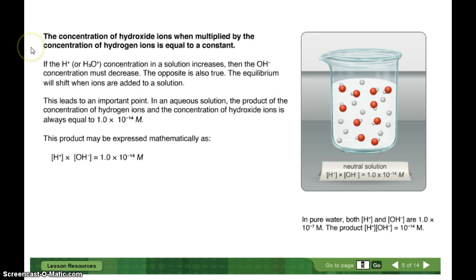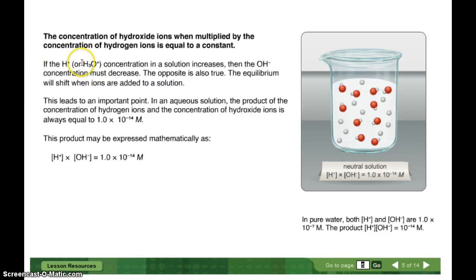The concentration of hydroxide ions when multiplied by the concentration of hydrogen ions is equal to a constant. If the H plus or H3O plus, remember we're using it interchangeably when we're talking about which is the acid, if that concentration in solution increases, then the OH minus concentration must decrease. The opposite is also true. The equilibrium will shift when ions are added to a solution.